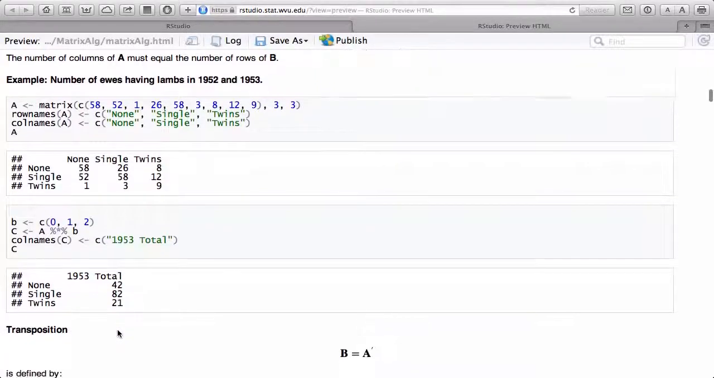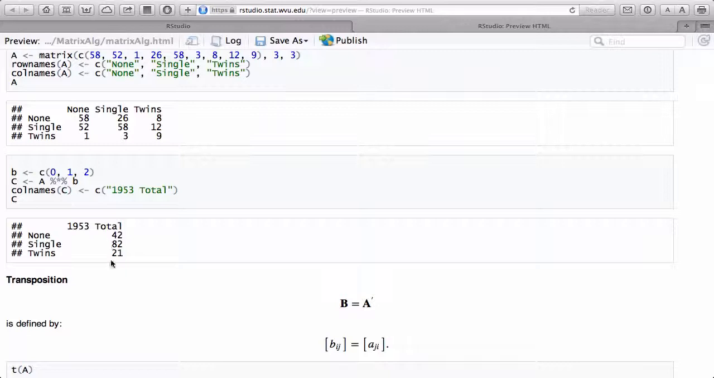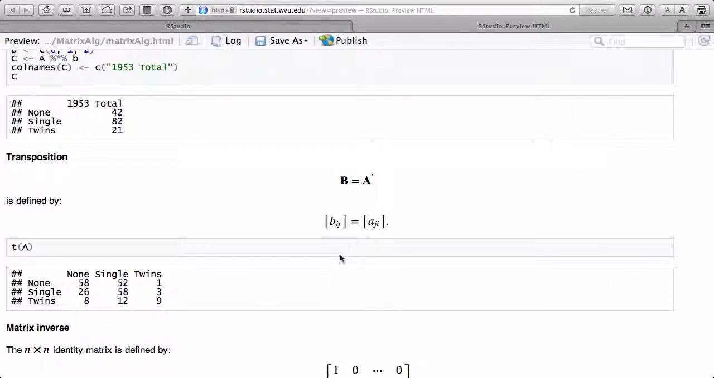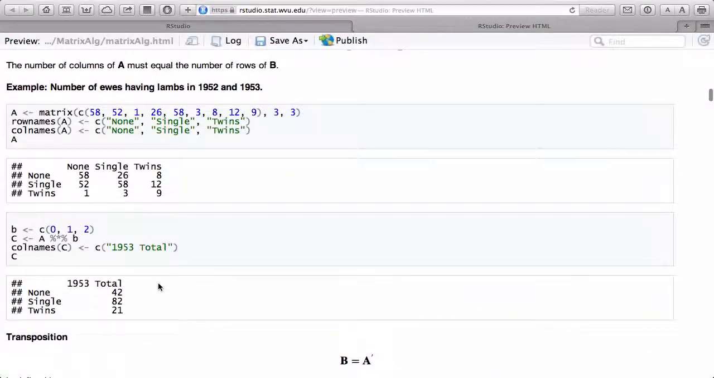So in this case, when I matrix multiply, I get a 1953 total of this. The transpose simply interchanges rows and columns. So if I take the transpose of A, in R you just use t for transpose. It just transposes. If you compare that matrix to this one, it flips rows and columns.